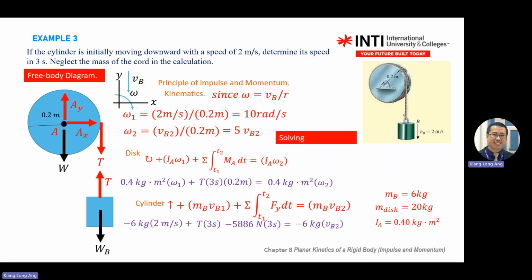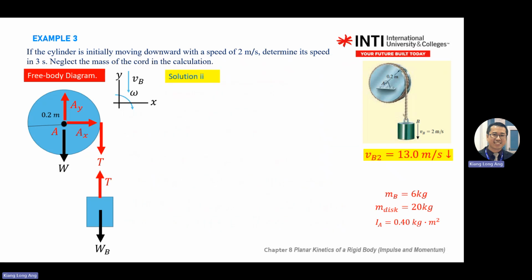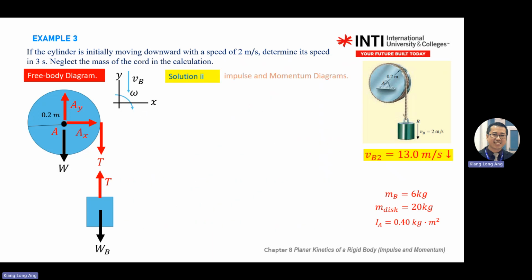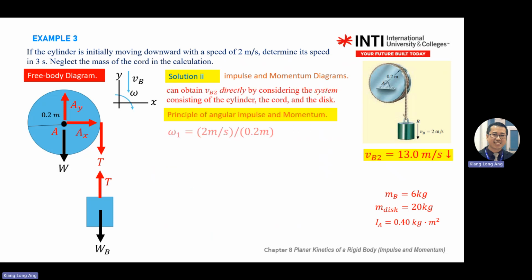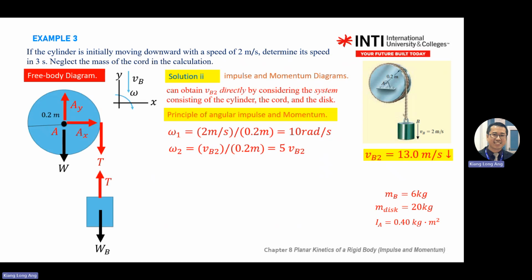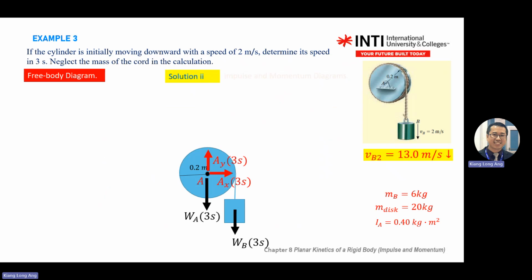Omega 1, omega 2, you have your VB. So you can find your VB. Okay. This is solution number 1. Solution number 1, and I give you another solution. You use the impulse and momentum diagram. This one is a bit slow. This is another method, another solution.